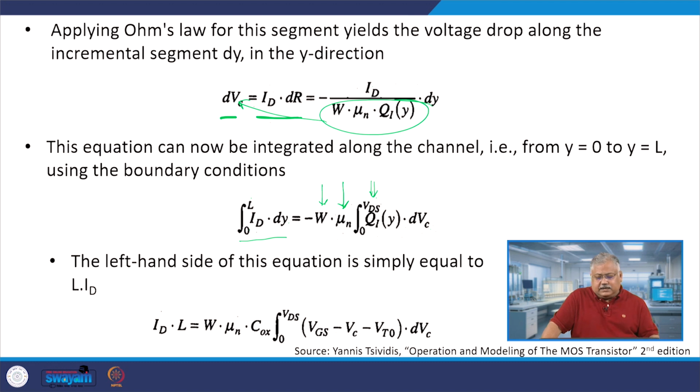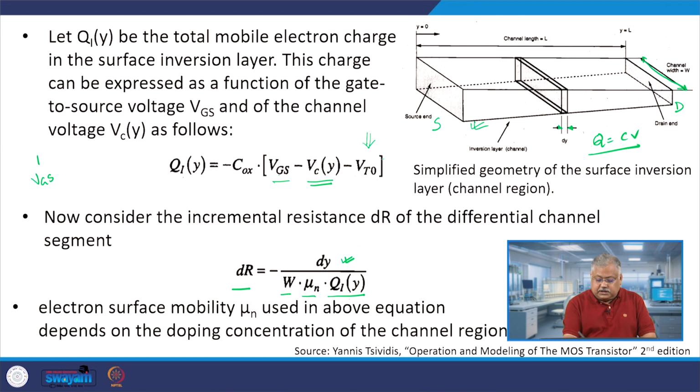Now let us look at the left hand side. Let us suppose ID is constant, obviously ID is constant because continuity has to be maintained. So it is basically dy, and this will be nothing but ID into L, because if you integrate dy from 0 to L, we will get ID into L. On the right hand side, you will get W into mu n, and a Cox coming into the picture because you can replace this Qi by this expression.